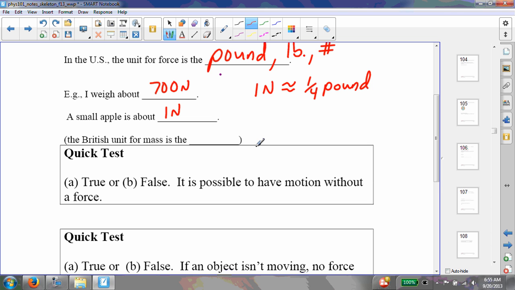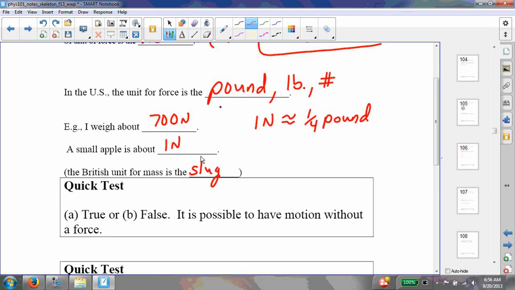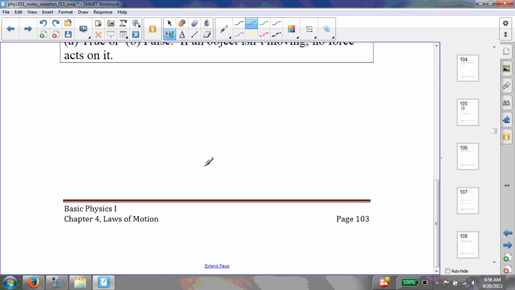Let's see, the United States uses the British system. The British unit for mass is not the pound, but the slug. You don't really need to know that, but I think it's kind of interesting. Because when we buy stuff in the grocery store, it's based on weight, but really the appropriate way to do that should be to base it on mass instead of weight. But, you know, who wants 5 slugs of sugar? Yeah, so there are some quick tests. Those will come up later.